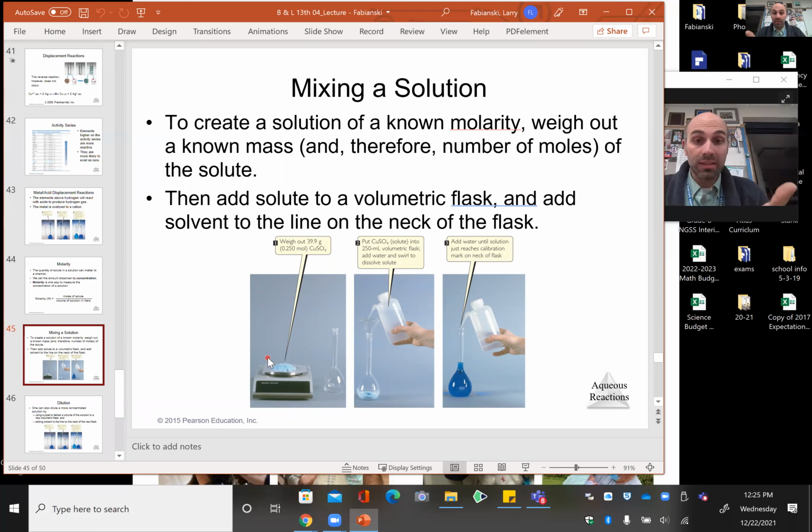If we were using, in this case, a volumetric flask, which is the flask that you see down there, and let's say that looks to be about a 250 milliliter volumetric flask, we would take the amount of moles we have that we weighed out and divide it by 0.250 liters, 250 milliliters. That's our solution.